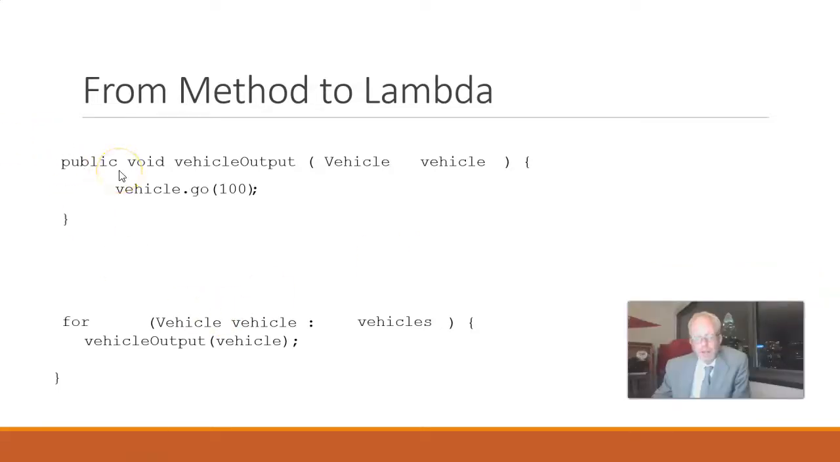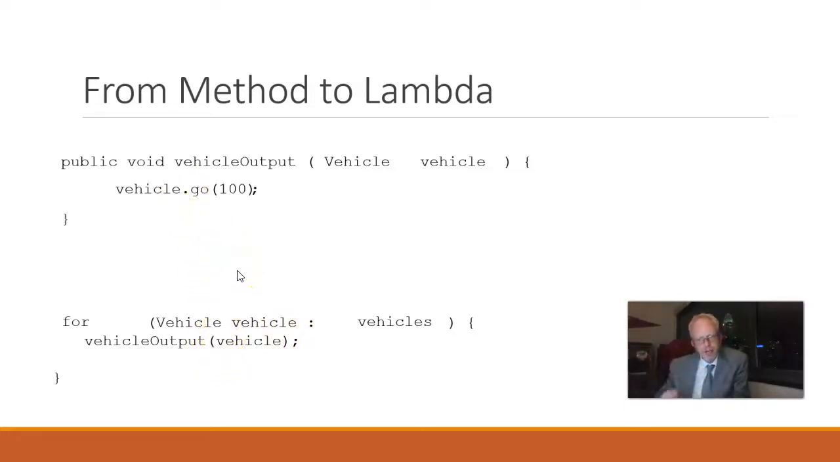Here I have a method called public void vehicleOutput, and it accepts a parameter of type Vehicle with a capital V, and that parameter name is vehicle with a lowercase v. It takes that vehicle and it invokes the go method and runs that 100 units. Now down below I have a for loop, and the for loop is iterating over a collection of vehicles. Each time it grabs a single vehicle, it stores it in a variable called vehicle, and then it invokes this vehicleOutput method defined above.